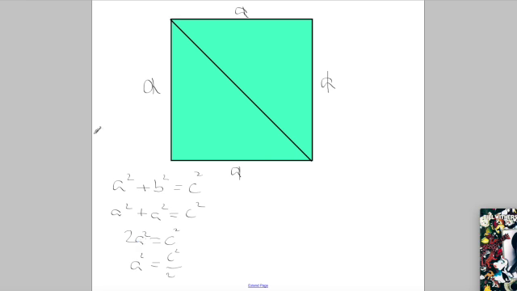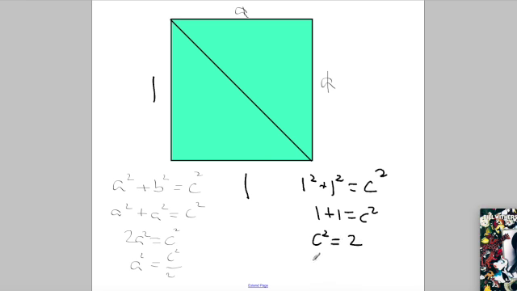This is going to be useful in a second because now I am going to go back. I am going to erase these values. I'm going to get rid of the a and the a. I'm going to replace them with literal numbers here. I'm going to put a 1 and a 1 here. Now, 1 squared plus 1 squared, or 2 times 1 squared, we could do it here. 1 squared plus 1 squared is equal to c squared. 1 plus 1 equals c squared. C squared is equal to 2. And that means that c would be equal to radical 2. Okay, c would be equal to radical 2.